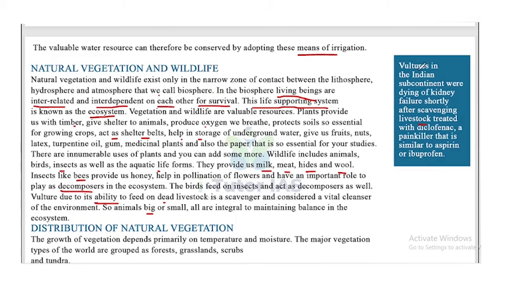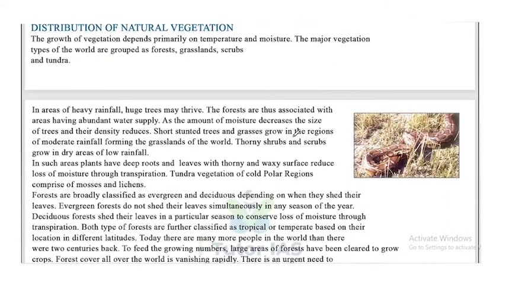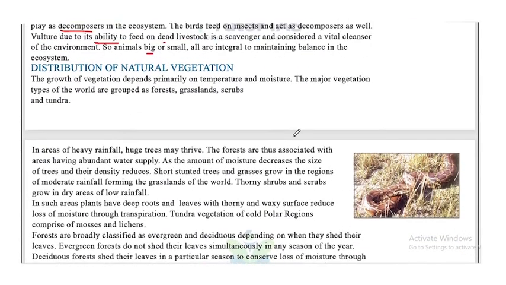Now moving forward, distribution of natural vegetation. The growth of vegetation depends primarily on temperature and moisture. The major vegetation types of the world are grouped as forest, grassland, scrubs and tundra. We already discussed these vegetation types.